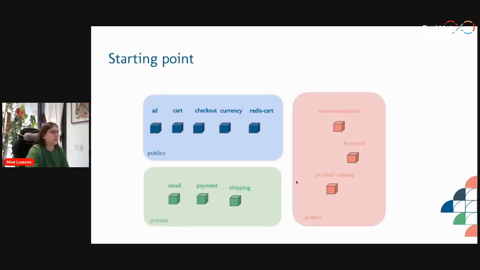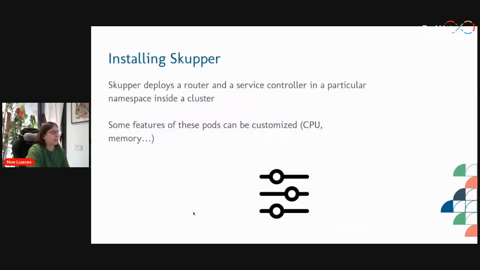So this is our starting point. We want to connect three sites. One of them is public and has three microservices. And the other one is also public and has diverse microservices, and one of them is private. So let's install that.